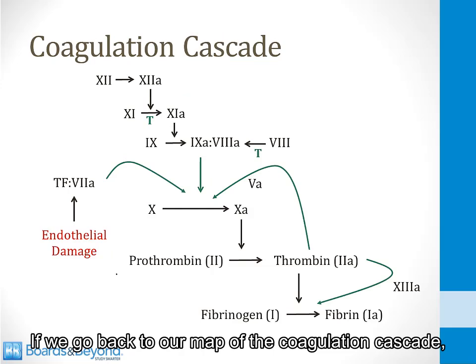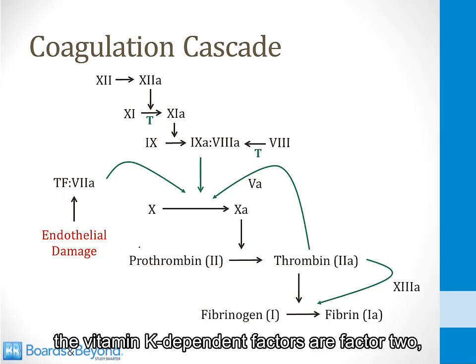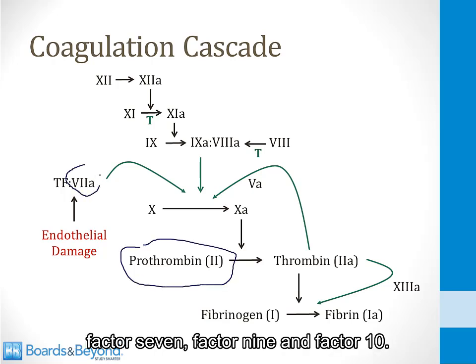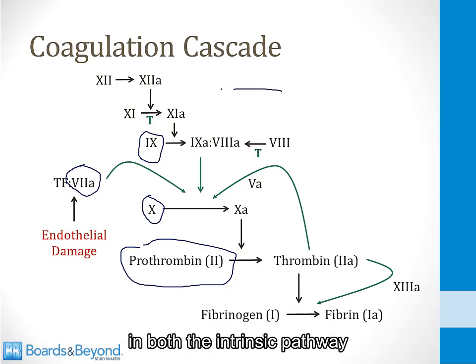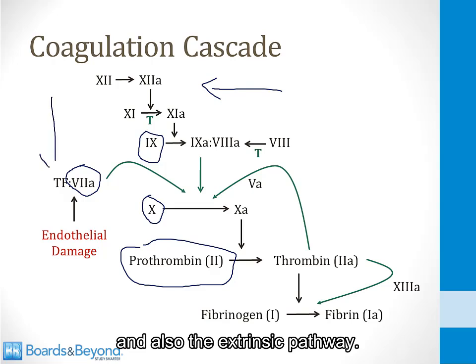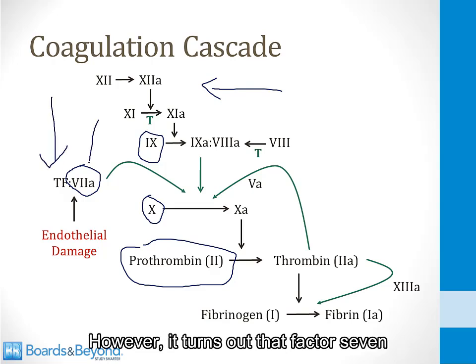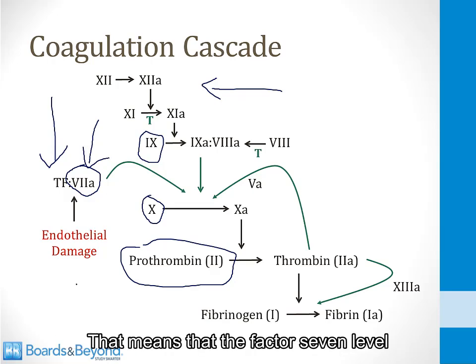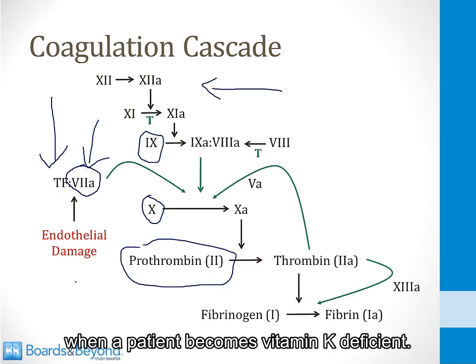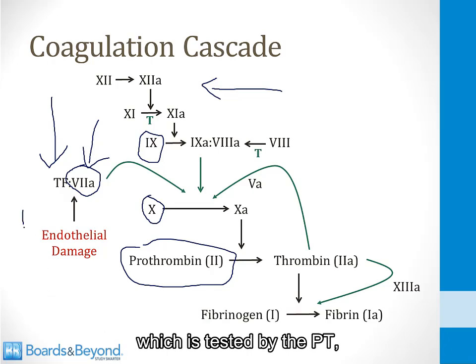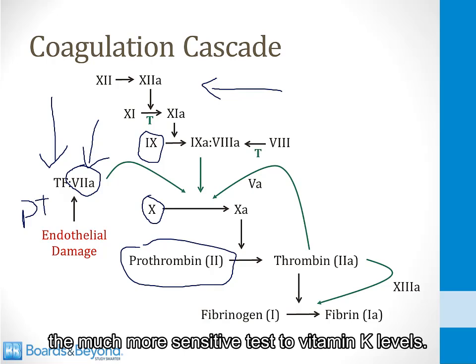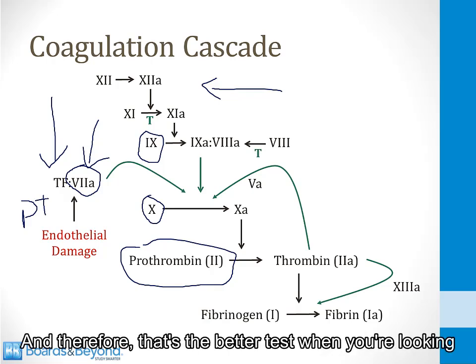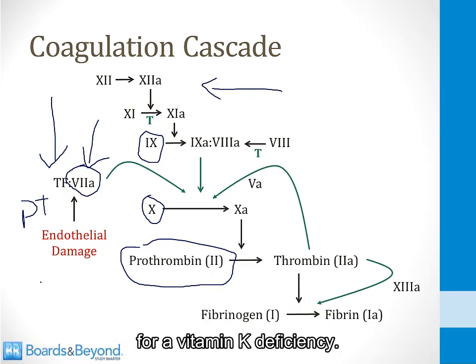If we go back to our map of the coagulation cascade, the vitamin K dependent factors are factor 2, factor 7, factor 9, and factor 10. And you can see that these are involved in both the intrinsic pathway and also the extrinsic pathway. However, it turns out that factor 7 has the shortest half-life of all of these factors. That means that the factor 7 level will be the first level to fall when a patient becomes vitamin K deficient. That makes the extrinsic pathway, which is tested by the PT, the much more sensitive test to vitamin K levels, and therefore that's the better test when you're looking for a vitamin K deficiency.